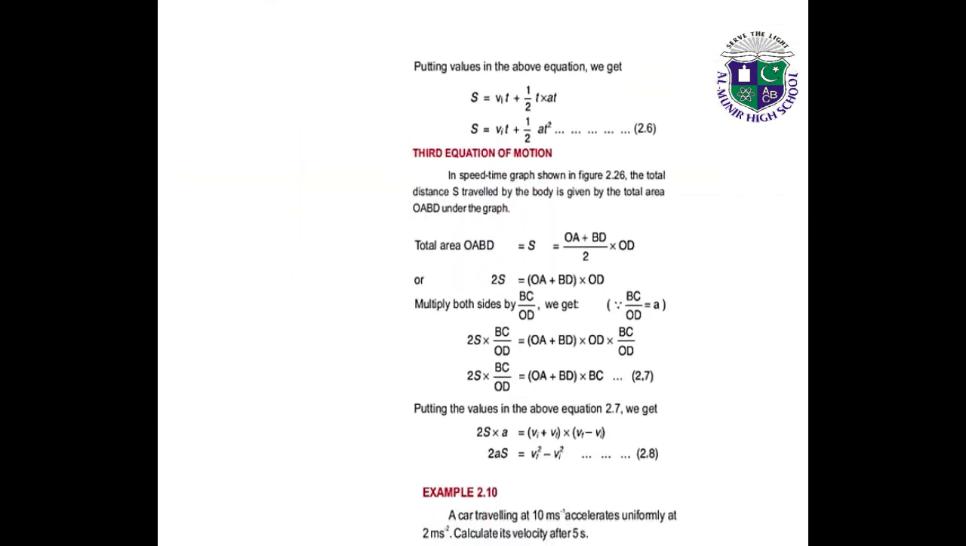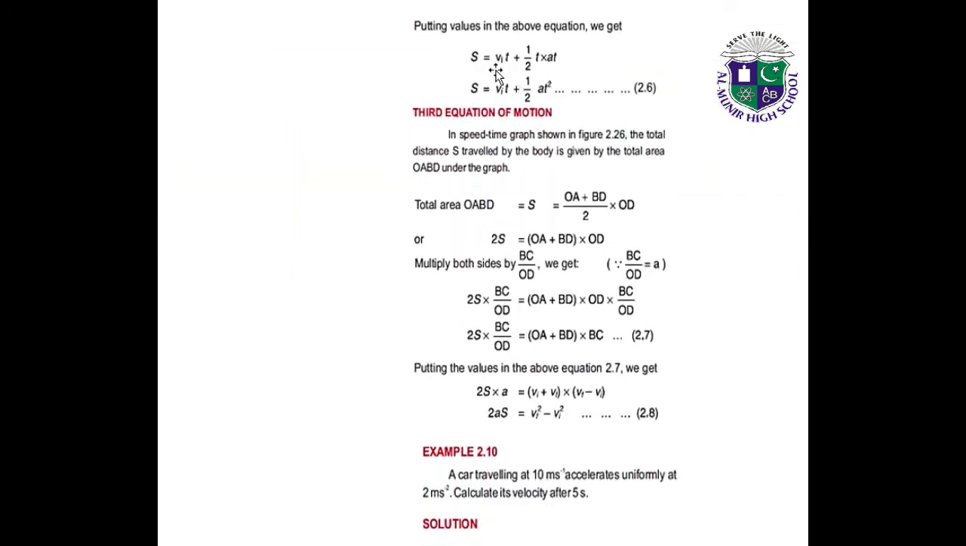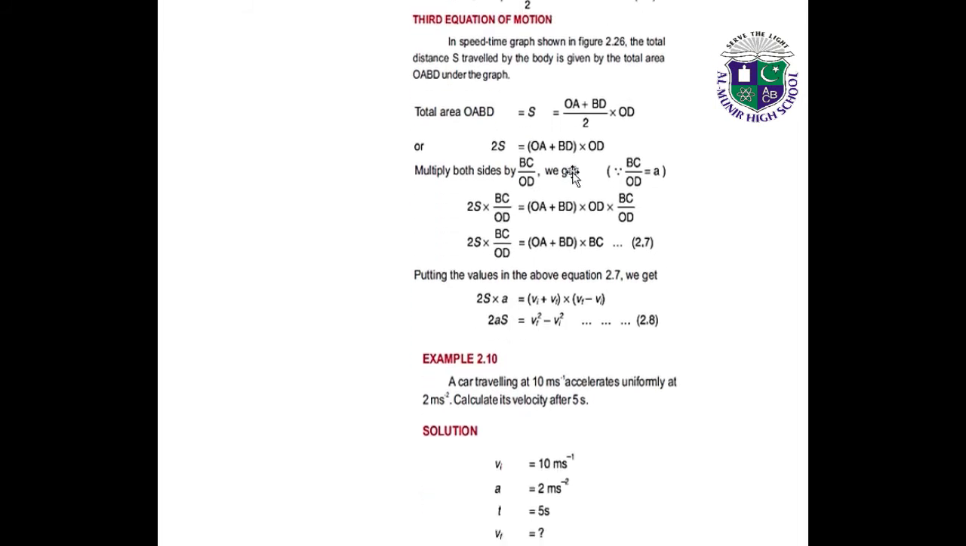Putting values in the above equation, we get S is equal to VIT plus half T into AT. Here T and T are multiplying, so we will write it as half AT square. Third equation of motion in speed time graph: as shown in figure 2.26, the total distance traveled by the body is given by the total area OABD under the graph.